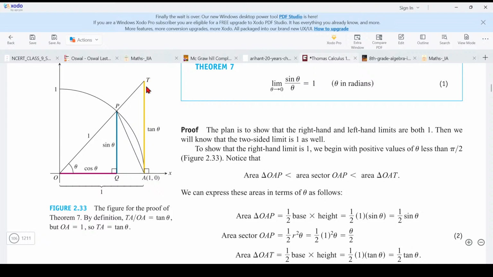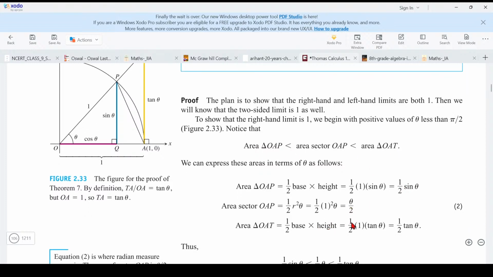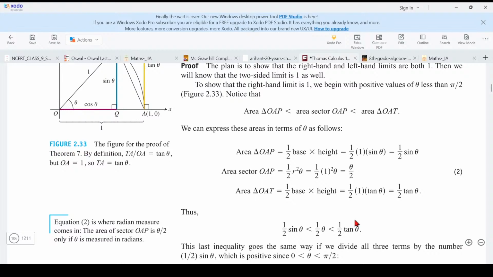This by this should be equal to tan theta. Right? Because this is 1, this is tan theta. So half base into tan theta is the area of the bigger triangle. The smaller triangle is lesser than the sector, which is lesser than the bigger triangle. That's what we are saying: half sine theta is lesser than theta by 2, which is lesser than half tan theta. So effectively, sine theta is always lesser than theta, which is always lesser than tan theta.